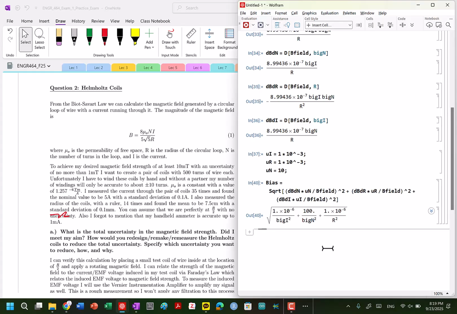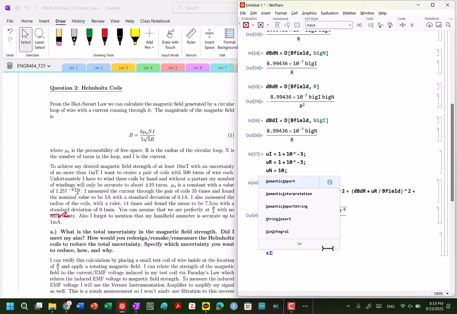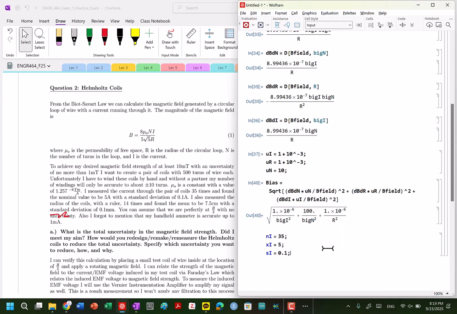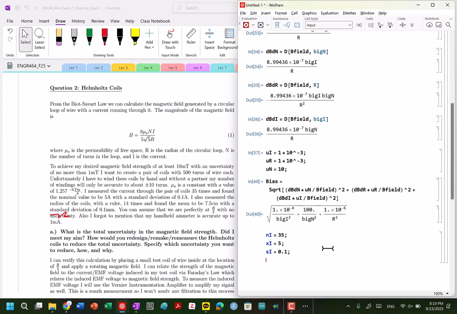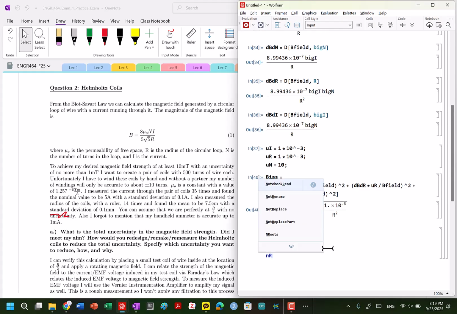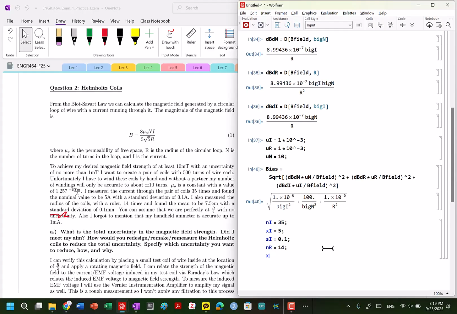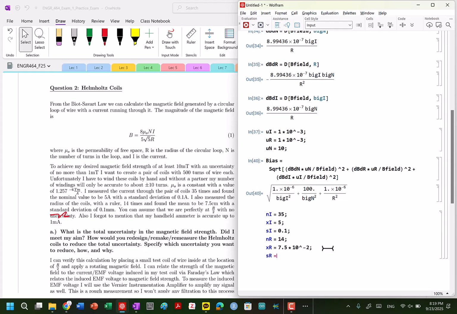So let's look at some precision values here. We're told the current, so N_I is equal to 35. The nominal value, so basically X_I is equal to 5. S_I is equal to 0.1. We're also told that the number of ruler measurements is equal to 14. X of radius, I keep saying ruler, is 7.5 times 10 to the minus 2. And S_R, my radius, is equal to 0.1 times 10 to the minus 3.